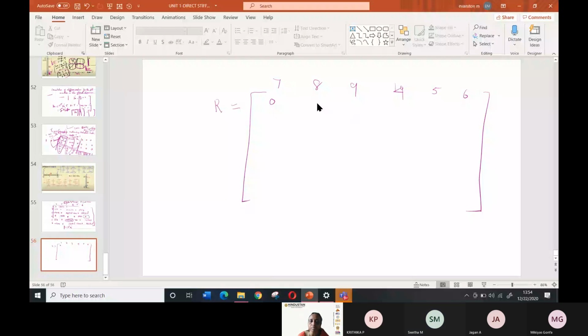Somebody can read it for me. That is rotation matrix. First row 0, second row minus 1, 0, 0. Am I correct? Yes, ma'am. Then 0, 0, 1, 0, 0, 0.